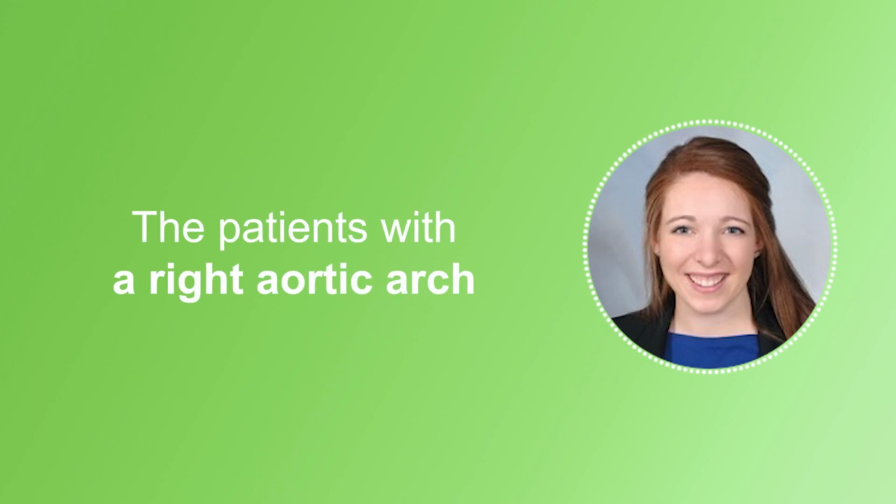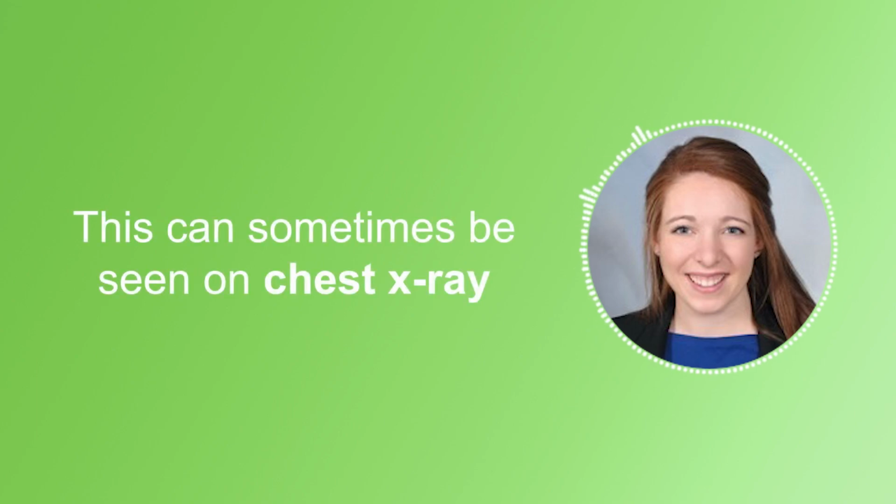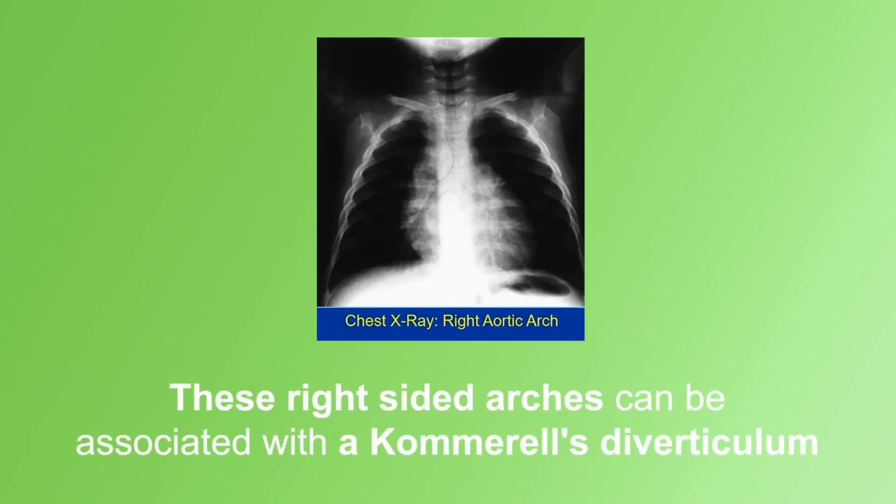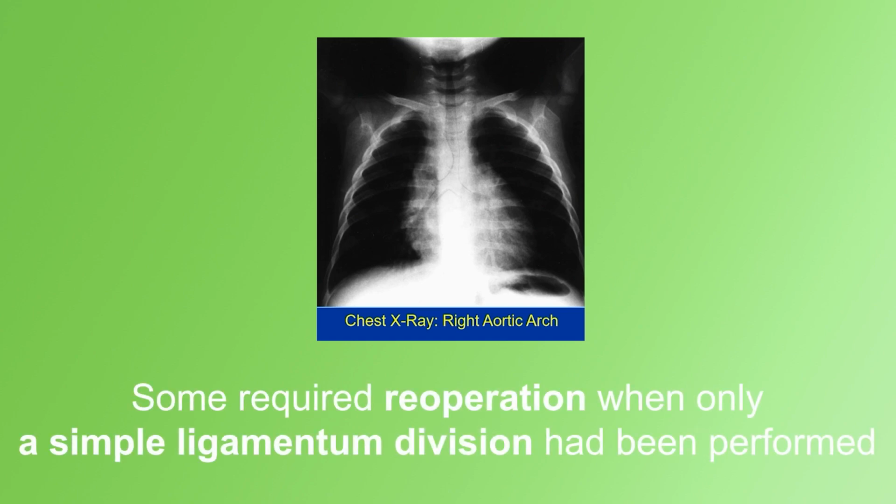Now moving on to those patients with a right aortic arch. This can sometimes be seen on chest x-ray. If you look at this image, you can see the patient's right aortic arch right here. These right-sided arches can be associated with a Kommerell diverticulum. In fact, some require reoperation when only a simple ligamentum division has been performed.